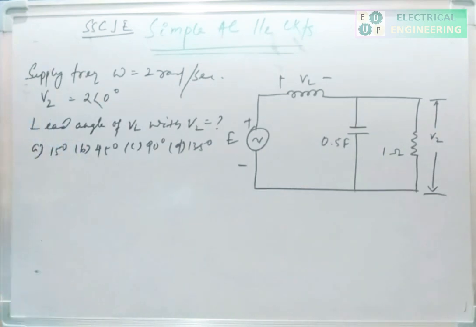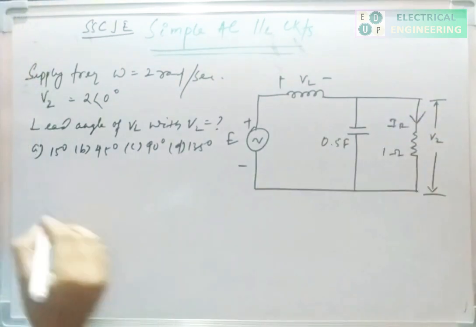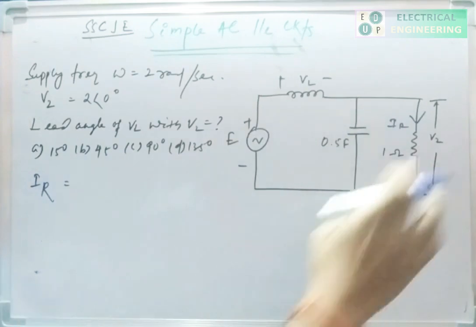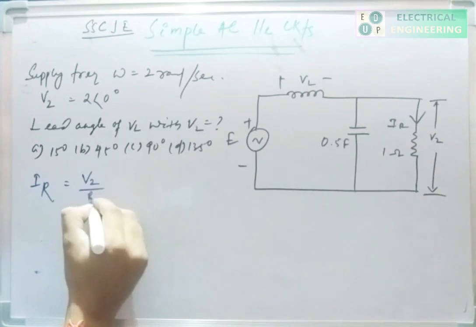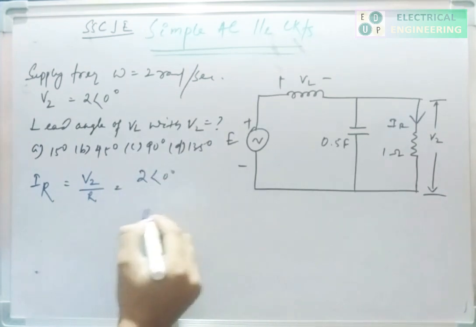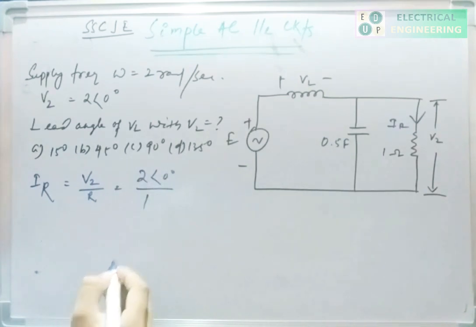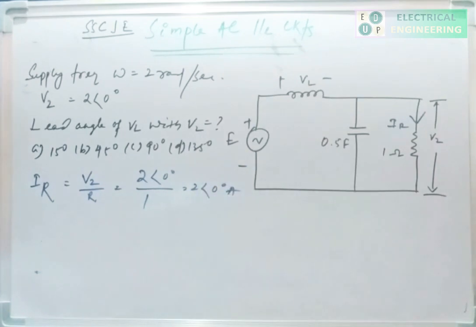How will you do it? Let me find out IR first. So how much will be IR? IR is V2 divided by resistance, V2 divided by R. And how much is V2 given? 2 angle 0. And R is given 1 ohm. So 2 angle 0, that is 2 phase 0 ampere. Okay. Now find out IC.